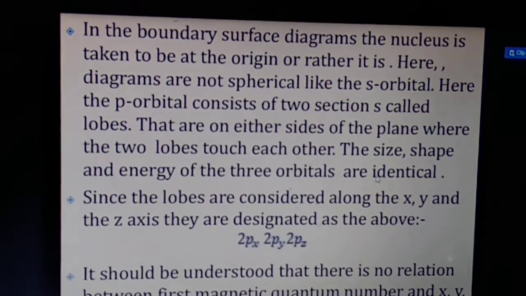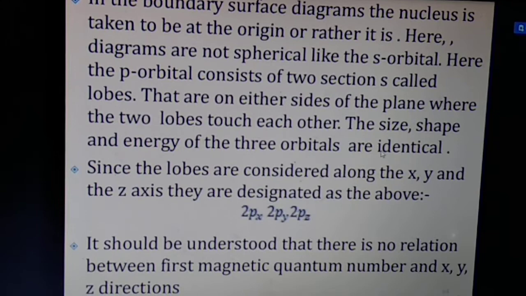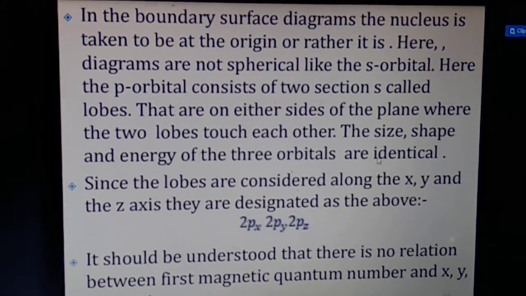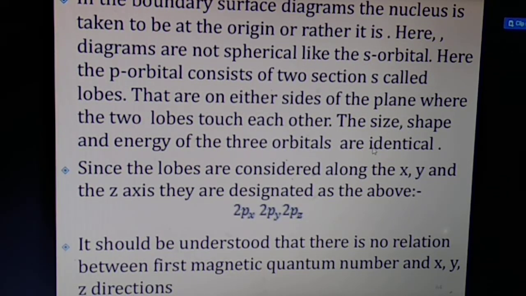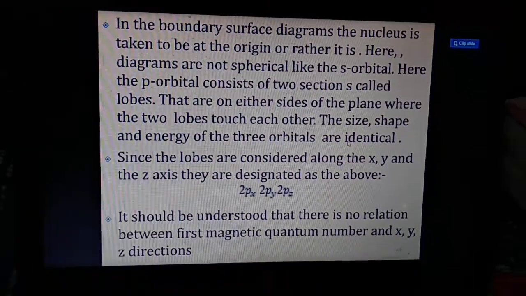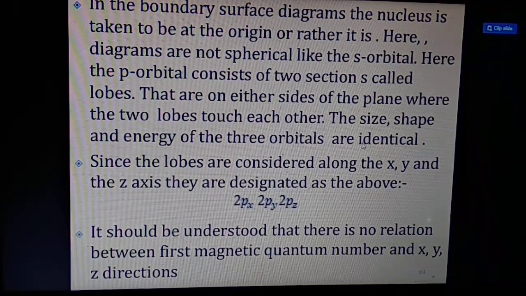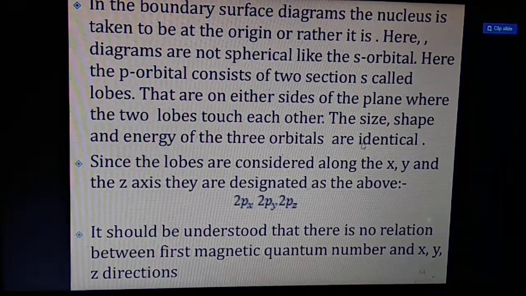In the boundary surface diagram, the nucleus is taken to be at the origin. Here the diagrams are not spherical like the s orbital. Here the p orbital consists of two sections that are on either side of the plane where the two lobes touch each other. The size, shape and energy of the three orbitals are identical.